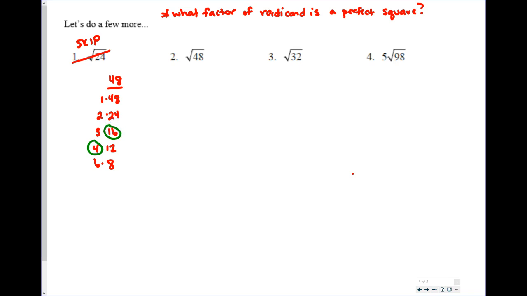You want to pick the biggest one. Okay? If you don't pick the biggest one, you've got an extra step to do. So I'm going to go ahead and show you both ways if you pick either one. So the first way I'm going to show you is if we pick the 16. So I'm going to highlight that in purple. Okay? So I'm going to go ahead and do this one first.